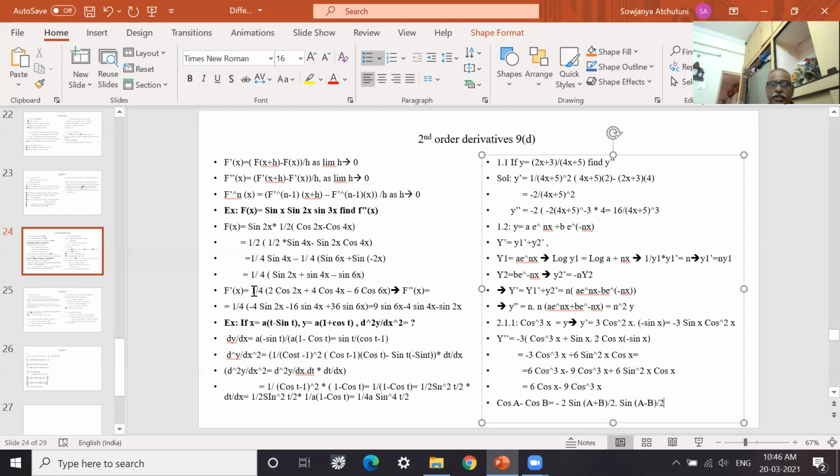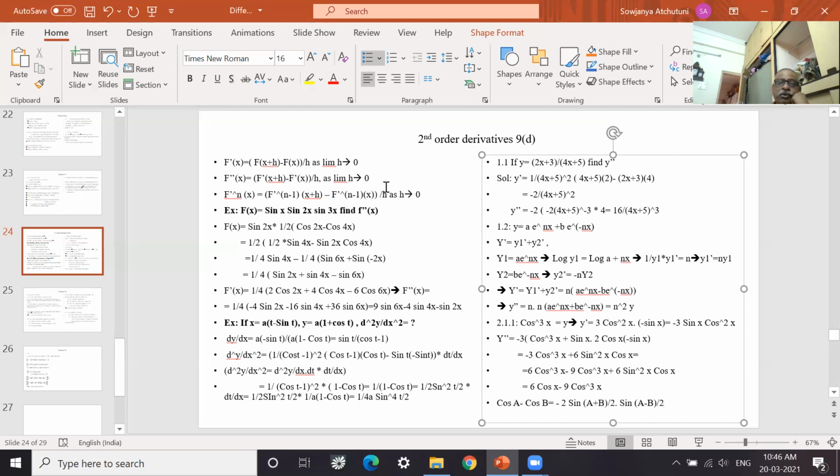Now we know f dash is 1 by 4 into cos 2x into 2, minus cos 4x into 4, minus cos 6x into 6. Now what is f double dash x? 1 by 4 into minus sin 2x into 2 into 2, which is minus 4 sin 2x, minus sin 4x into 4 into 4 which is minus 16 sin 4x, plus 36 sin 6x. So when we have simplified it, we got the answer.